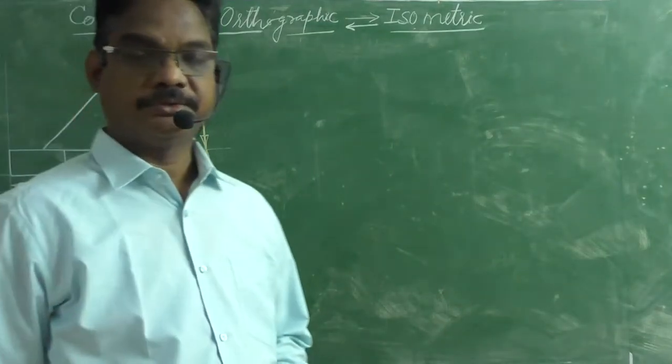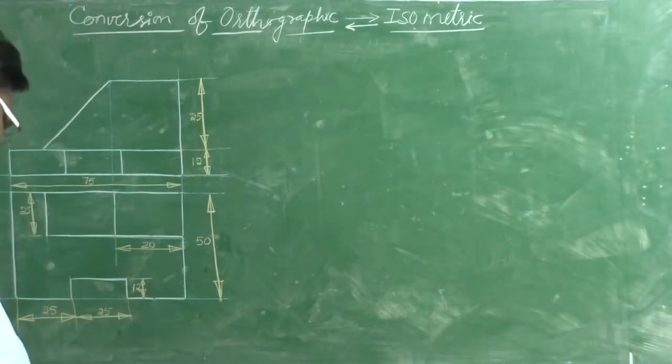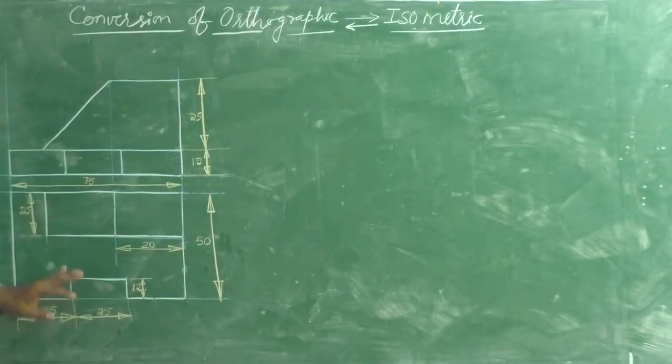Now we will see the conversion of orthographic projection into isometric for this diagram. Here, the front view and top view are given. Okay, first observe the front and the top views.